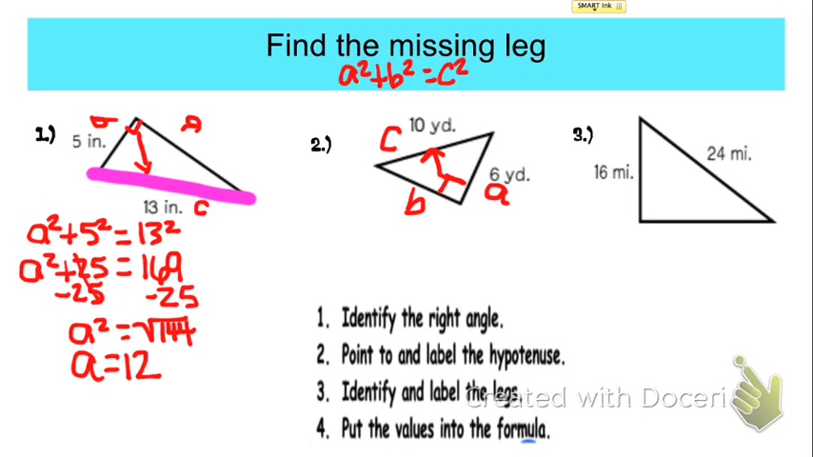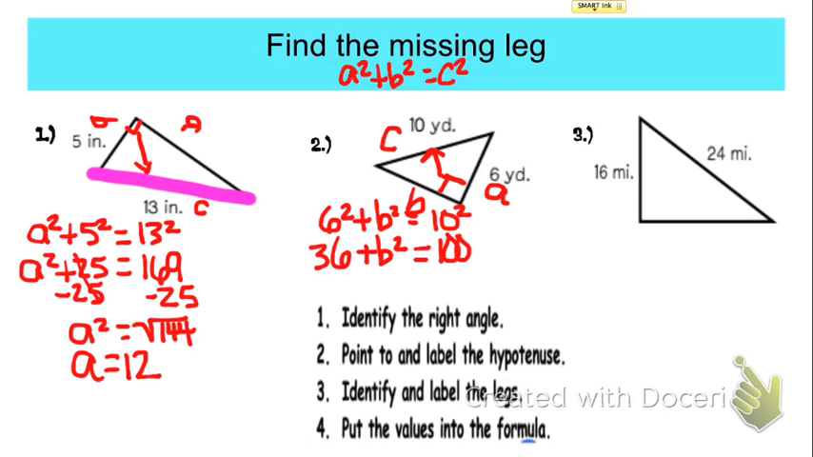So now I'm going to go ahead and put the values into the formula, and I'm going to say 6 squared plus b squared equals 10 squared. So 6 squared is going to be 36. 6 times 6 is 36. Plus b squared, I don't know what b is, so I'm just going to leave it as b squared, equals 10 squared, which is 10 times 10, which is 100.